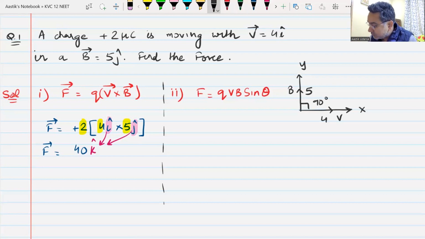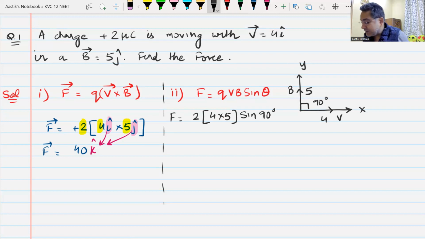So I can now find out the force. Force is charge is 2. I will write it as 2. Velocity is 4. Magnetic field is 5. Sine of 90 degrees. Theta is 90 degrees. So I get the answer as 2 into 4 into 5. I get the answer as 40 micronewtons or newtons or whatever it is.